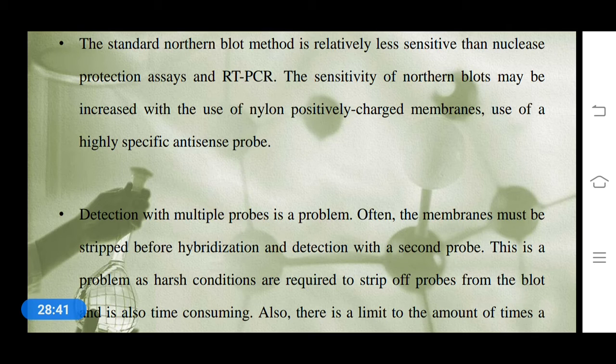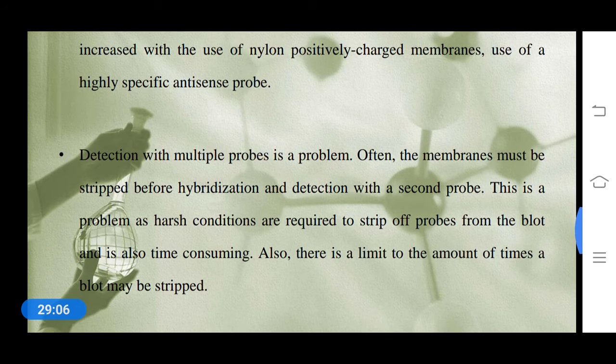The sensitivity of Northern blots may be increased with the use of nylon positively charged membranes and a highly specific antisense probe. Here we can correct this by using highly specific antisense probes and nylon positively charged membranes. And detection with multiple probes is a problem.